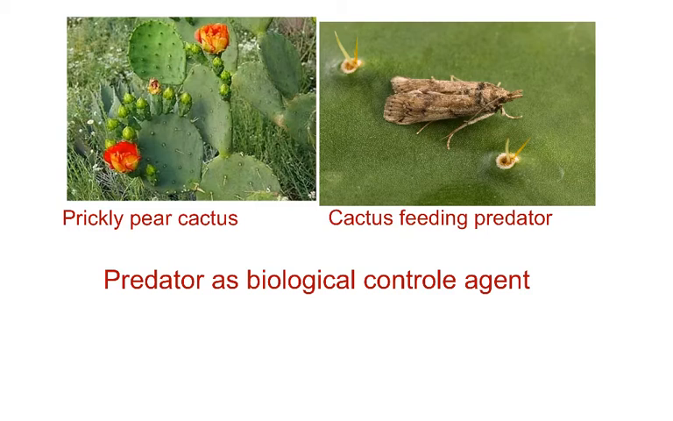Predator as a biological control agent. The prickly cactus, introduced into Australia in the early 1920s, caused havoc by spreading rapidly into millions of hectares of range land. Finally, the invasive cactus was brought under control only after a cactus feeding predator was introduced into the country. Biological control methods adapted in agricultural pest control are based on the ability of the predators to regulate prey populations.